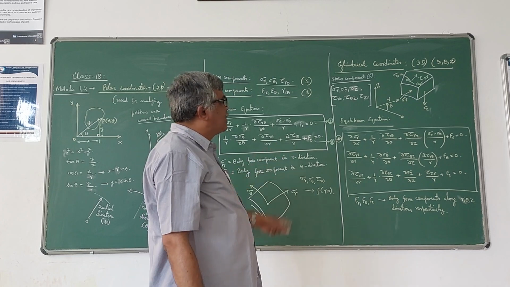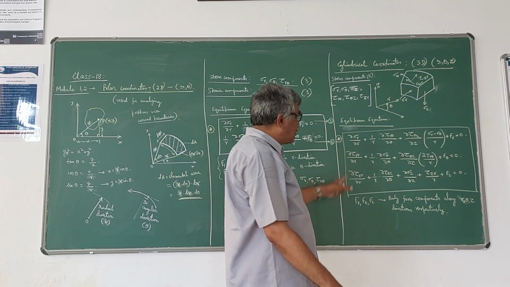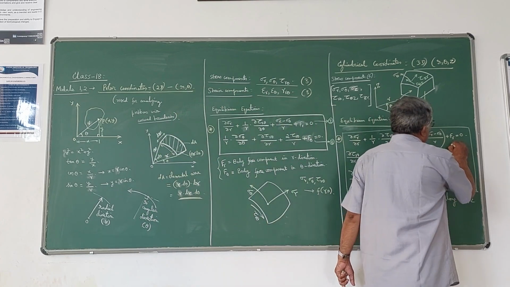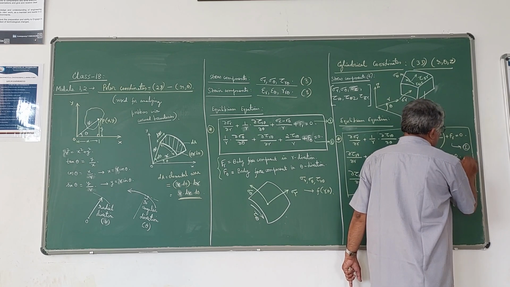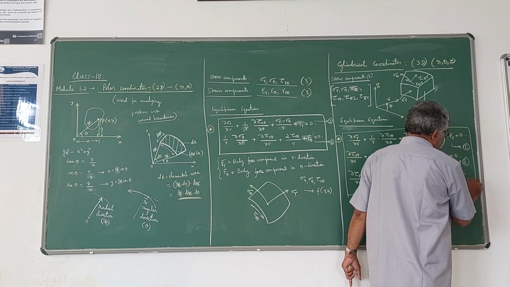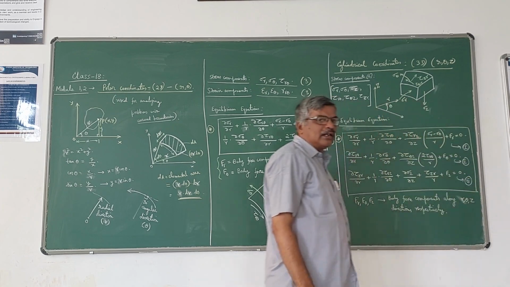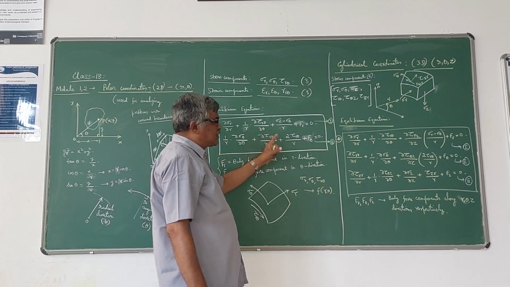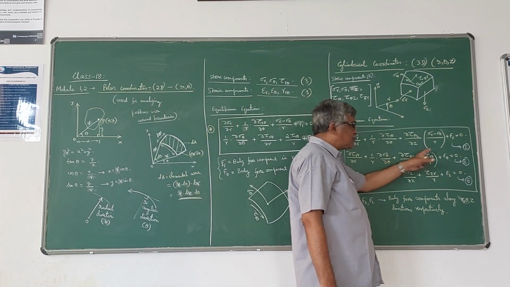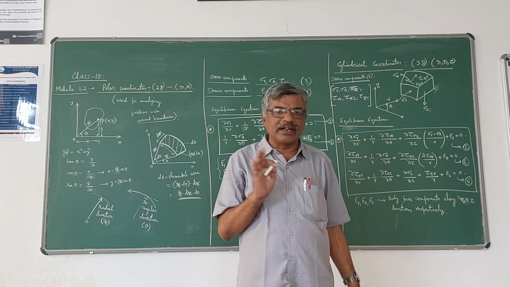Now in this case, if you derive on similar lines, you are going to get three equilibrium equations, because it is three-dimensional. But anyway, from the examination point of view, this is not there. You only have to practice the two-dimensional polar coordinate derivation. This I have given just for your information.